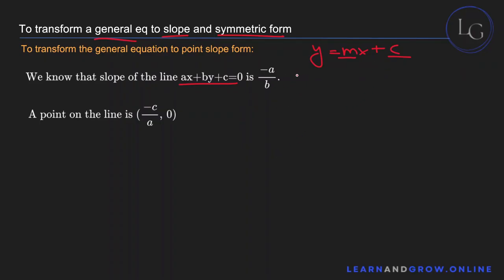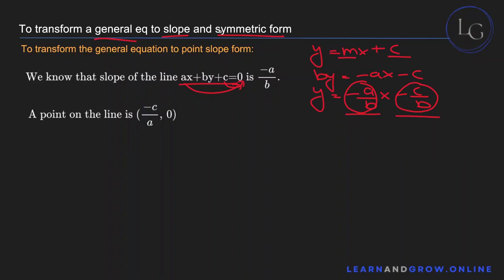So let's take this ax to the right-hand side and the c to the right-hand side as well. So by is equal to minus ax minus c. y is equal to minus a over b x minus c over b. And this is your m, and this is your c, or this is the gradient, and this is the y-intercept.